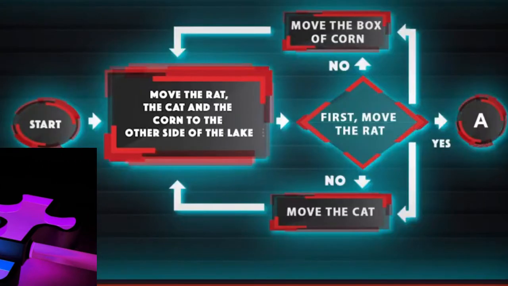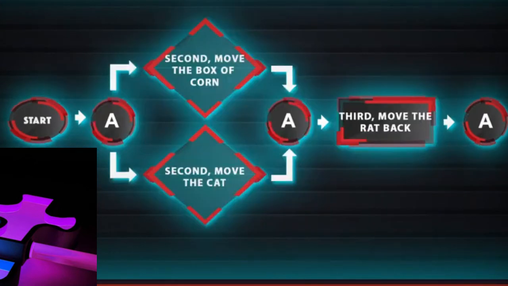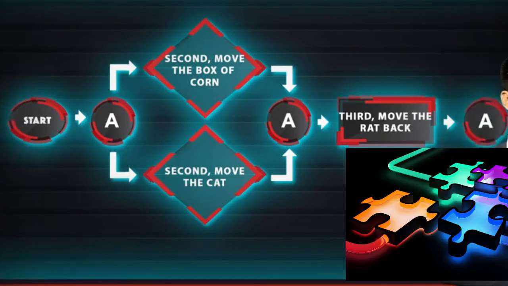The first step you did was to move the rat. Second, you move the corn across the river, but you must take the rat back to the other side. Then you took the cat to the other side where the corn is. And finally, you took the rat back to the other side again.